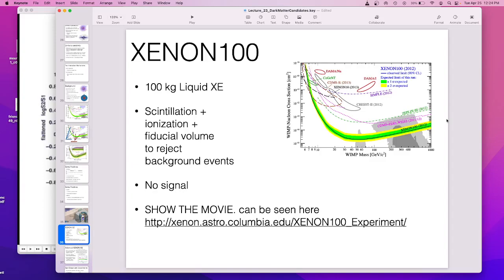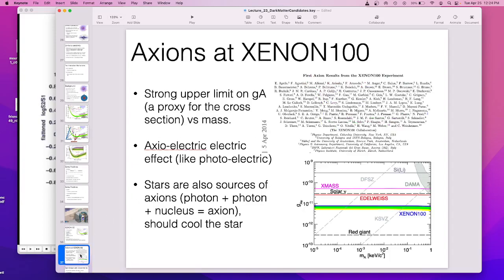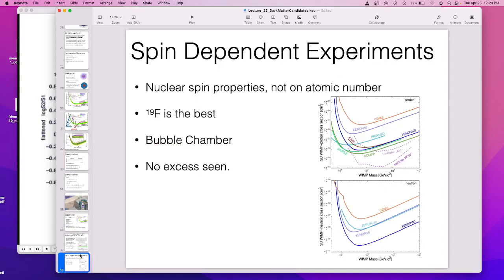So this is Xenon 100, which I think is the most robust and strongest limit, and it has excluded everything above this line. Now there are a couple of things, specifically this DAMA measurement, that kind of maybe saw things, but not enough. They can measure axions at this facility too. I'm not sure what else I have to say about that.